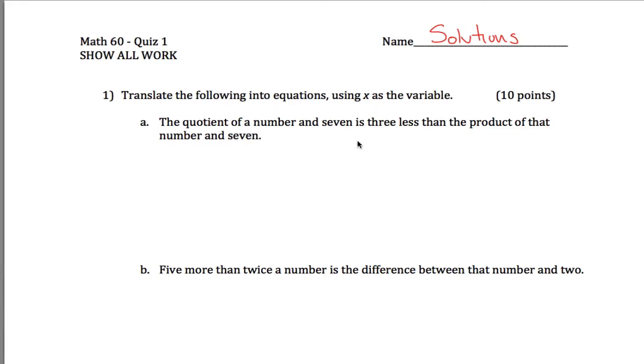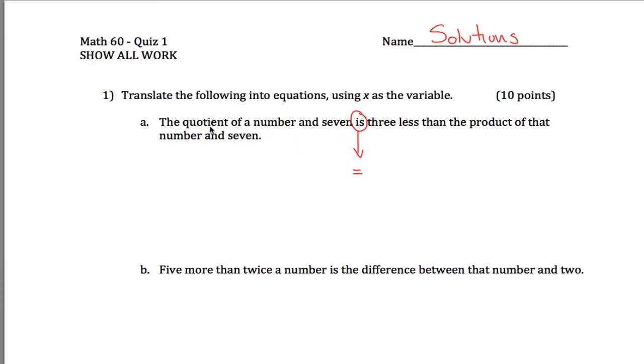And when you're translating these, there's a few things you want to look for. I always start looking for the equals sign. If there is one, there is in both of these cases. The word "is" is the same as equals. So the quotient of a number and 7 is kind of a key thing. It's going to be my equal sign. 3 less than the product of that number and 7. Okay. And now we've kind of broken one long sentence up into two parts.